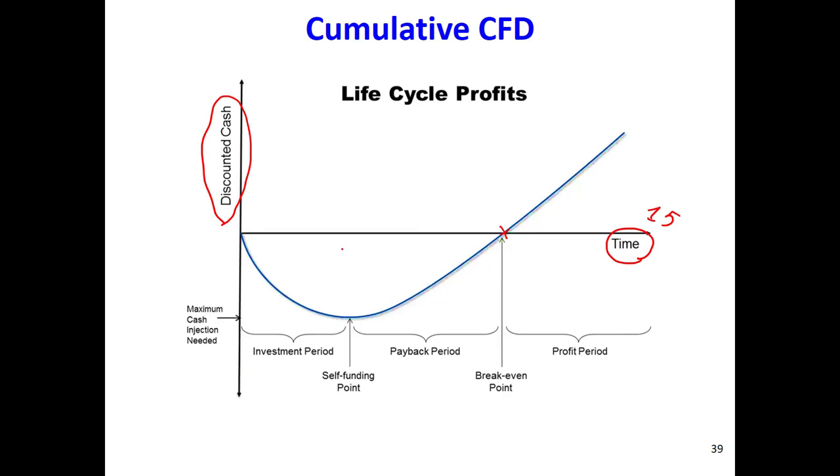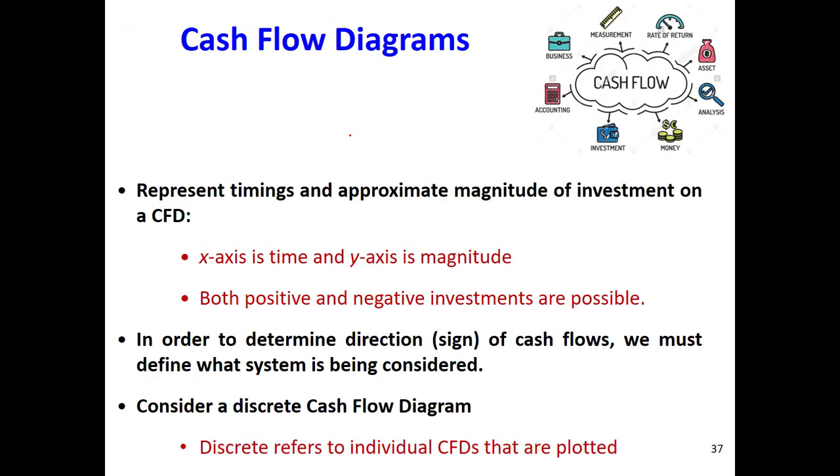Okay, so a cash flow diagram is such a diagram, showing how much money you have spent or made in different years or over time. The x axis is time, the y axis is the magnitude of the money. It represents your investment situation. As you saw, both positive and negative investment are possible. For finding the sign, whether it is going down or going up, different systems are used, so I'm not going to go through the detail of this.